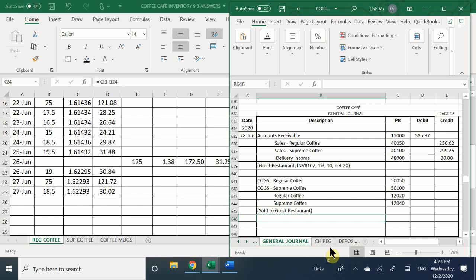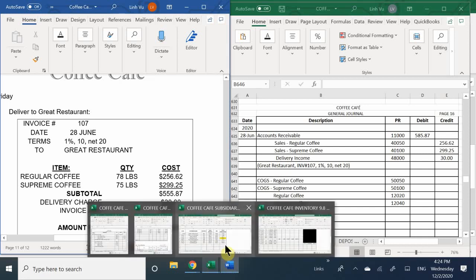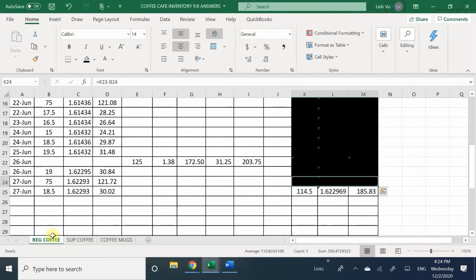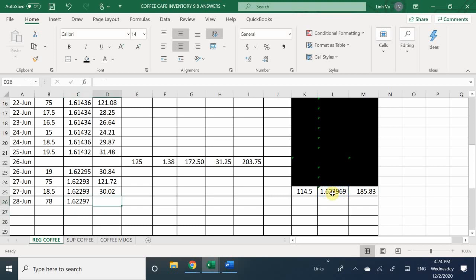All right, so we will begin with the regular coffee. The date is the 28th, and we sold 78 pounds. That's for the 1.623 97, bringing that amount to $126.59. See what you get before I go any further.